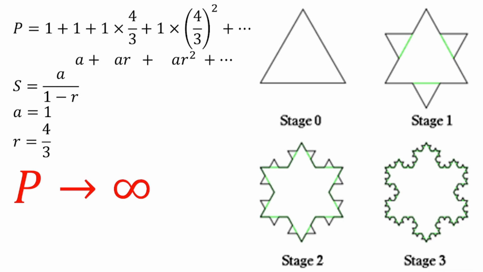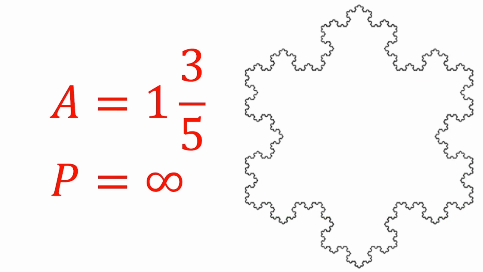So we come to the astonishing fact that for the Koch snowflake, it has a finite area which is only 1 3/5 greater than the original triangle, but its perimeter is infinite. Isn't that amazing? I think so.